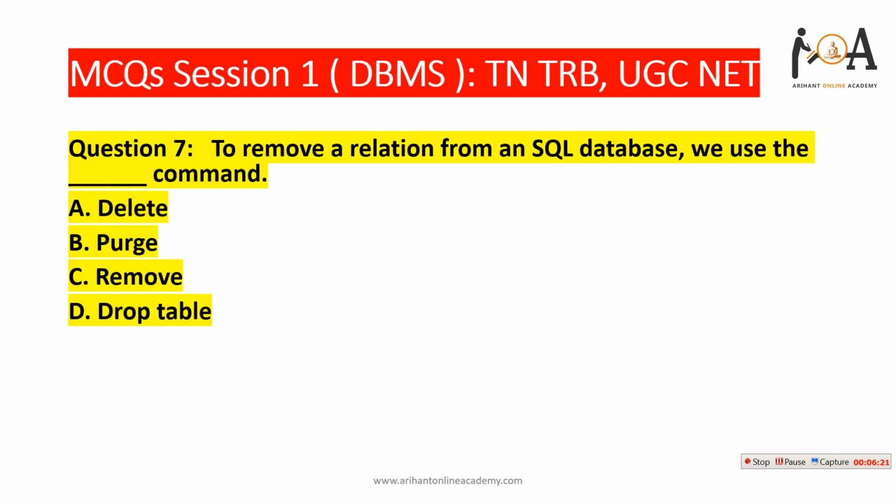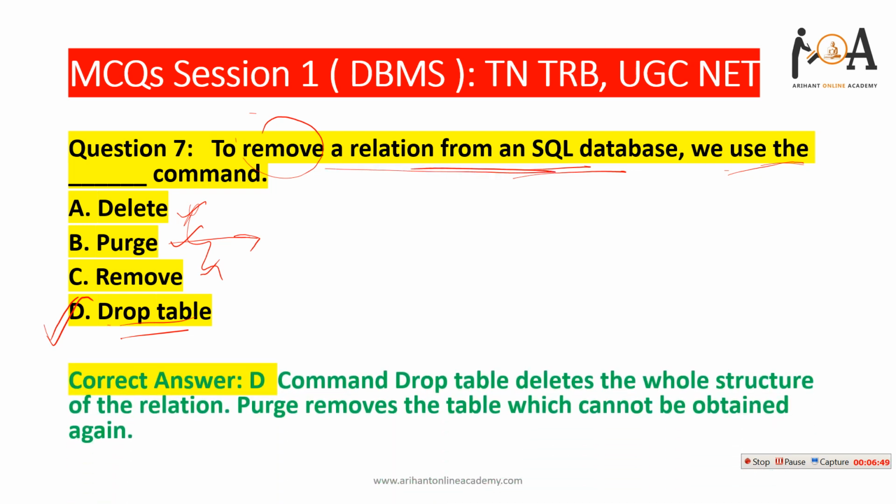The next is to remove a relation from the SQL database. If we want to remove a relation from the SQL database, which command should we use? Delete, purge, remove, or drop table. So basically we should use the drop table command, because if we use purge, purge will delete all the template, whereas drop table is used to remove a relation from the SQL database. You can also see in the explanation note, the command drop table deletes the whole structure of the relation, whereas purge removes the table which cannot be obtained again, right? So option D is the correct answer.